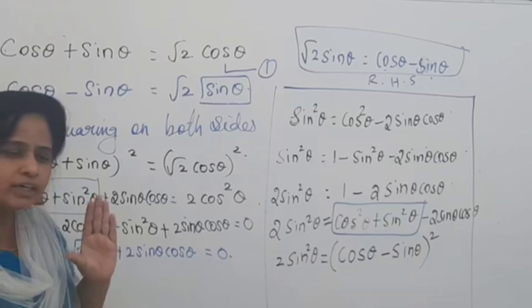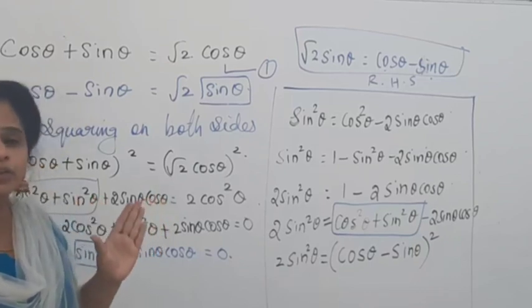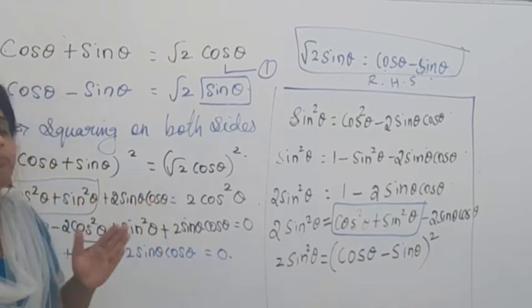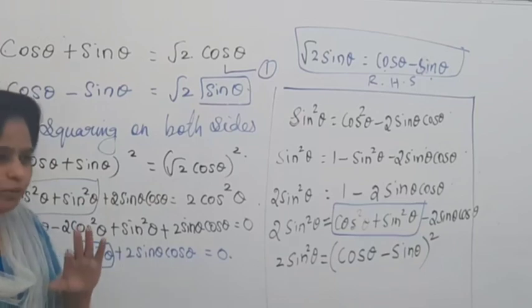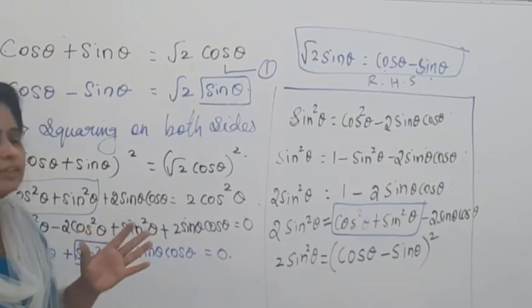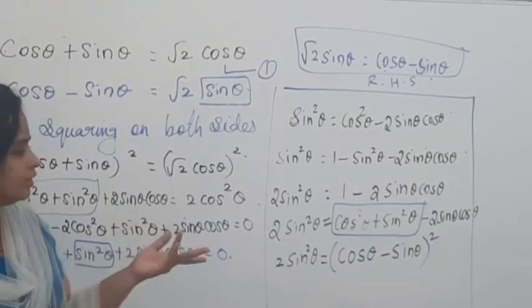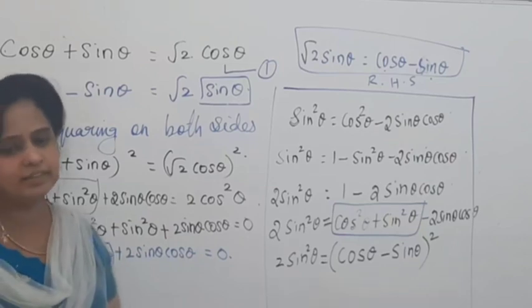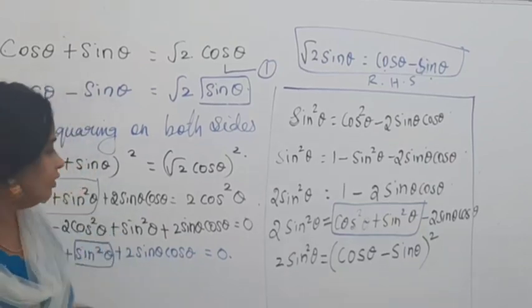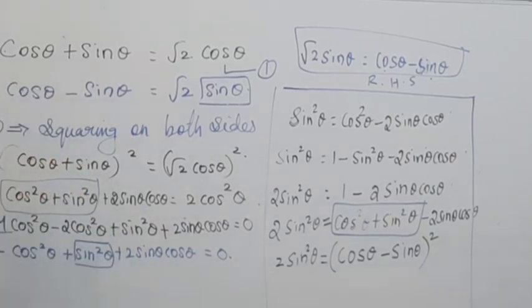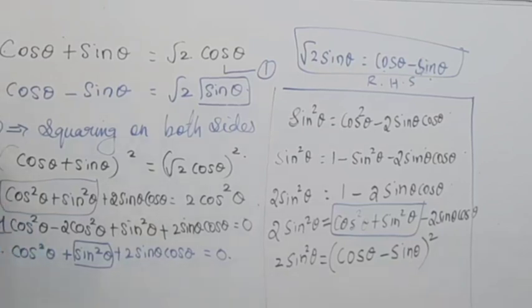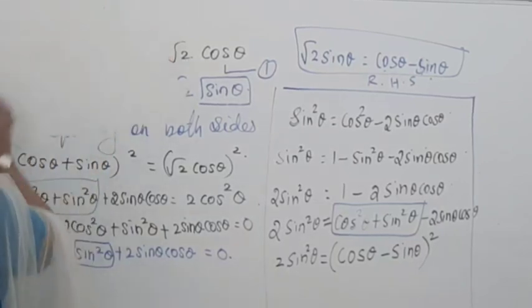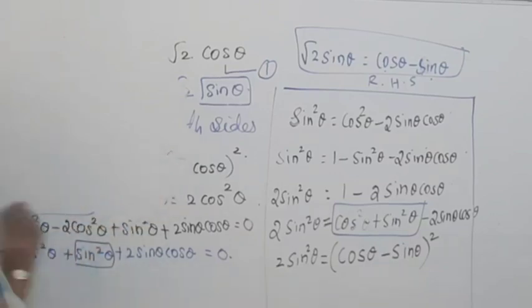Without altering any of the rules of mathematics, how can I bring my proof? So you must be smart enough to write it as cos square theta plus sin square theta and get cos theta minus sin theta the whole square. So hope you understand this question. Now we move on to the next question, which is the last question of this video.